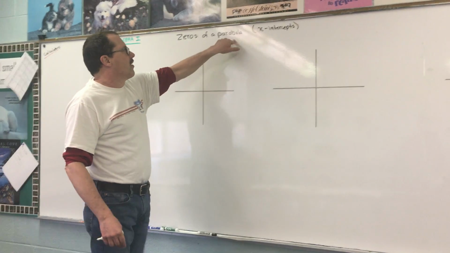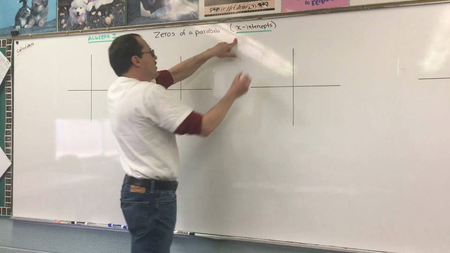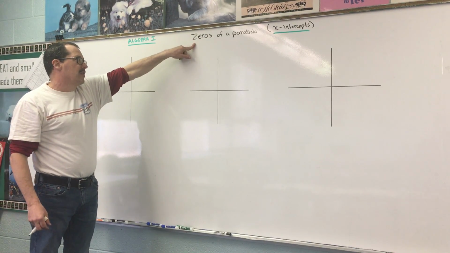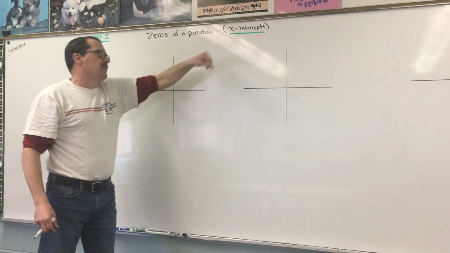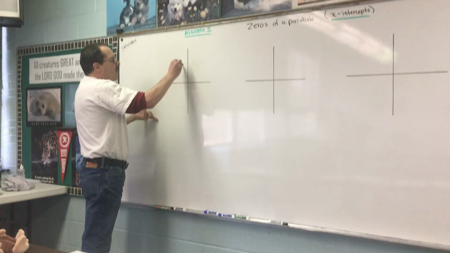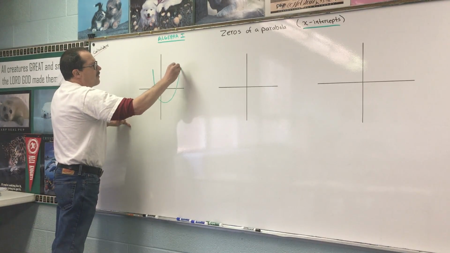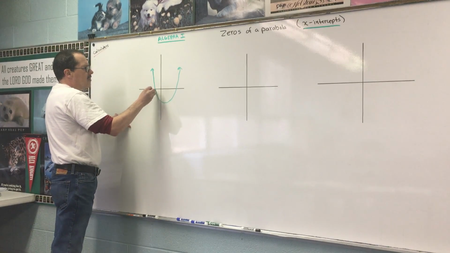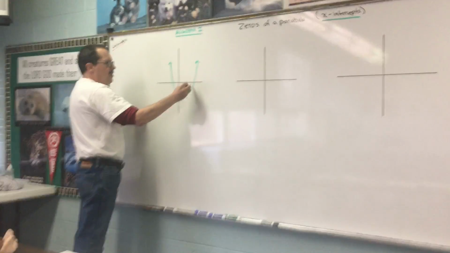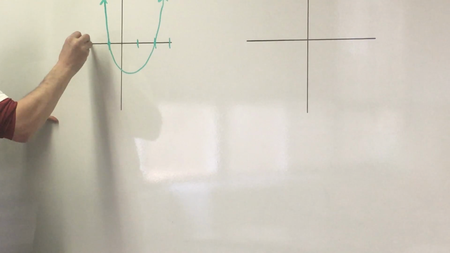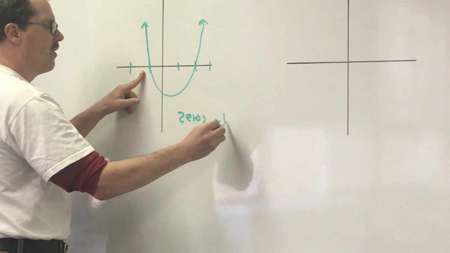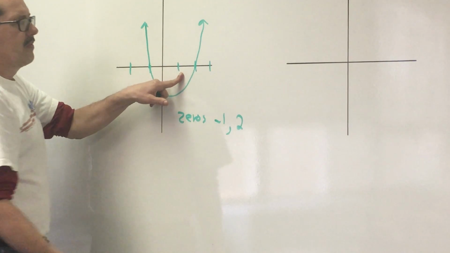Zeros of a parabola are the same thing as x-intercepts. They call them zeros because the y value is 0 where the x-intercept is. Okay, so there's three cases here. Sometimes you might have a parabola come down like this and up like that, in which case this point and this point would be the zeros. So the zeros for this parabola would be -1 and +2.